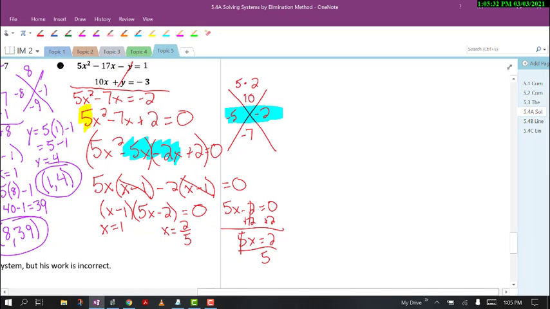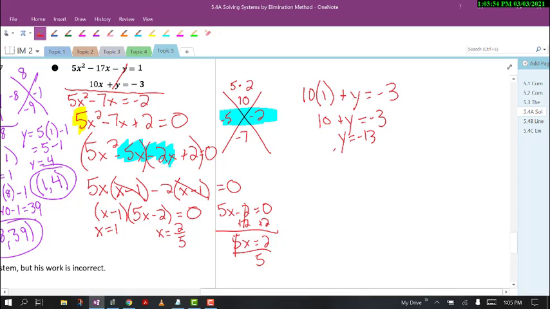So we have our two x's, but we need our two y's. So 10 times x, which in this first case was 1, plus y equals negative 3. So that's 10 plus y equals negative 3. Subtract 10 from both sides, and you get y equals negative 13. So our first solution is 1 comma negative 13.